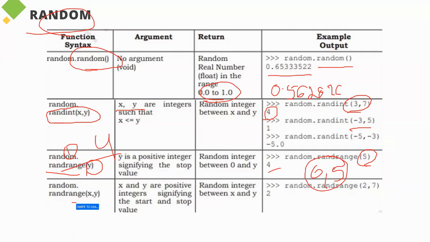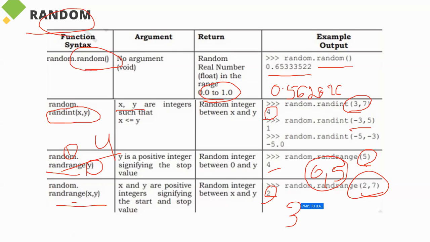If you give random.randrange(x, y), it takes two positive integers, like a start and stop value, and generates a random integer between x and y. Between 2 comma 7, it gives a random number. It is inclusive of the start value, which is why you got 2 here. If you run it again, here you get 3.